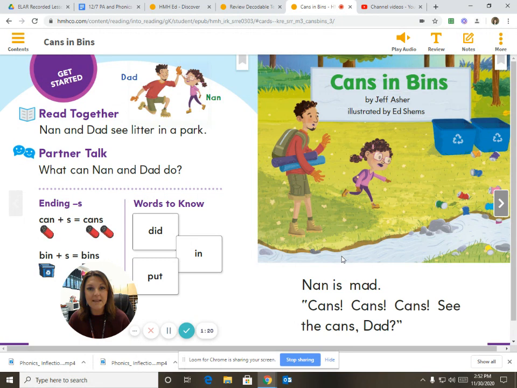I'm going to read a sentence and then I want you to read that sentence with me. And so you can do it two times. So we're going to practice reading those together one more time and making a connection for both stories. So here we go. Nan is mad. Cans, cans, cans. See the cans, Dad? Read that again with me. Ready? Nan is mad. Cans, cans, cans. See the cans, Dad?